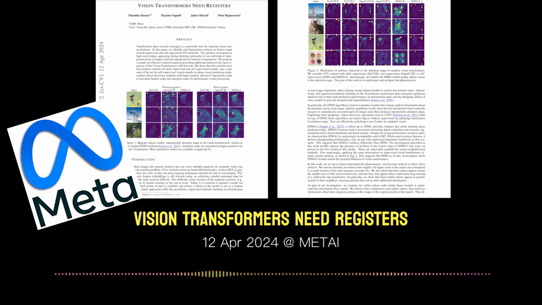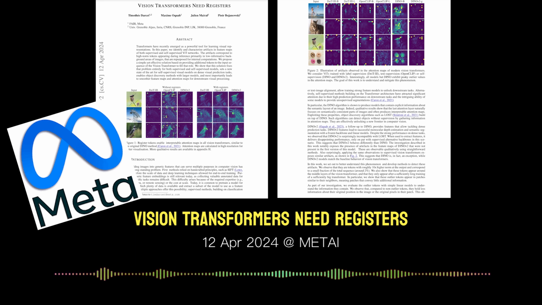Exactly. And this connection to memory is a really cool area for future research. Could we design models that can choose what information to store and retrieve from these register tokens? This could lead to even more advanced reasoning and decision-making. That's a fascinating idea. It opens up so many possibilities for what these models might be able to do. Seems like we've covered a lot about these dedicated register tokens, how they work, and the benefits they bring.